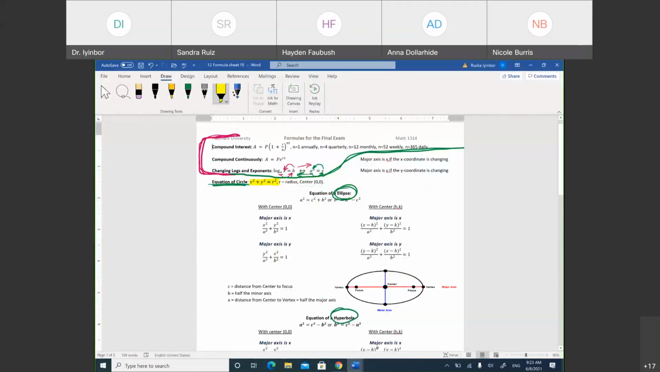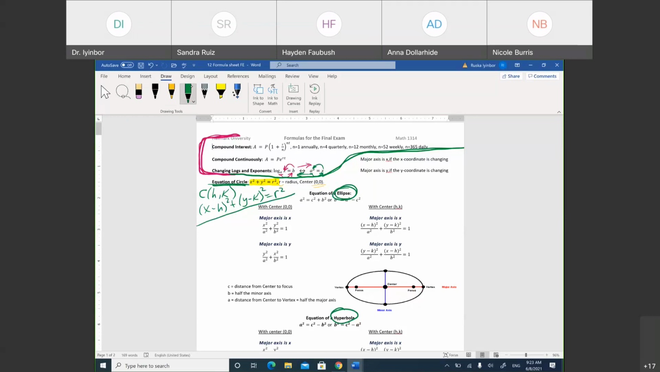And this equation of the circle has radius r, and the center is at 0, 0, when the center is at the origin. If the center is somewhere else, the equation is going to look a little different, but you don't have that. And I can write the equation here so you can have it. So if the center is somewhere else, center is h and k, the equation is going to be x minus h squared plus y minus k squared equals r squared. So this is the equation of circle with center something else, h and k.